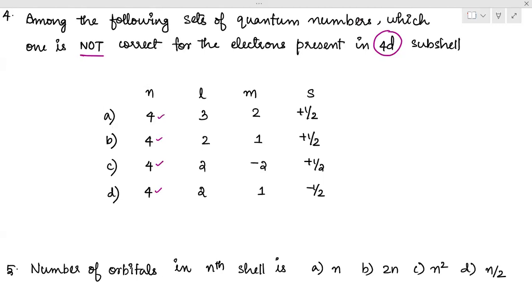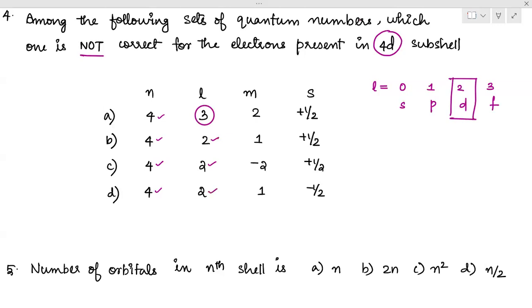Then what is given? Subshell. Subshell is notated as d. So we know that the values of subshell l can range from 0, 1, 2, 3, and so on. Based on this, the notations are s, p, d, and f. In the question, they have given 4d. So d corresponds to an l value of 2. In option A, the l value is given as 3, which is wrong. In all the other options, it's right.